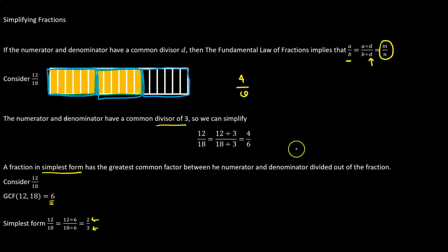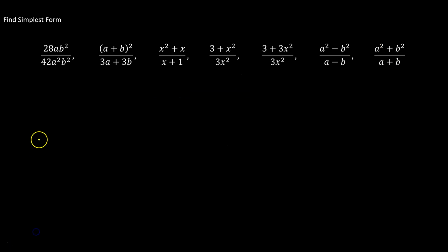So simplifying fractions is just dividing off any common divisors. The simplest form of any fraction is where you've divided off the greatest common factor between your numerator and your denominator. Let's practice doing some simplest form problems. So in our first fraction, notice there are some letters here, but those letters are just placeholders for regular numbers. So we're going to treat them as if they were identical numbers, like maybe A was 3 and B was 5. But we are going to leave them as letters so that we can do this algebraically.